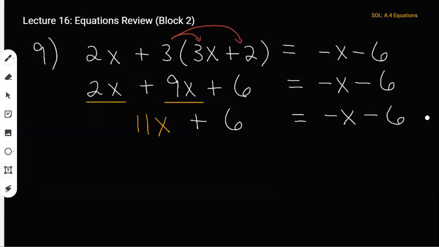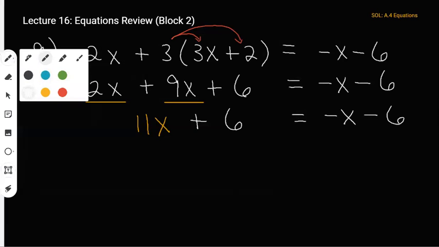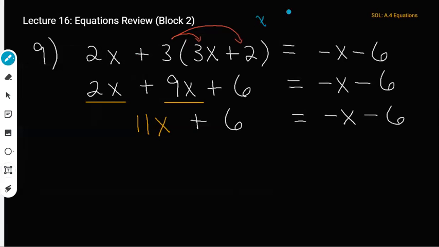But everything else is going to stay the same about the problem. So now I need to get all the x terms to one side, and I need to get all the regular numbers on the other side. I'm basically trying to do this. I'm trying to get all the x terms on the left side and all the regular numbers on the right side.